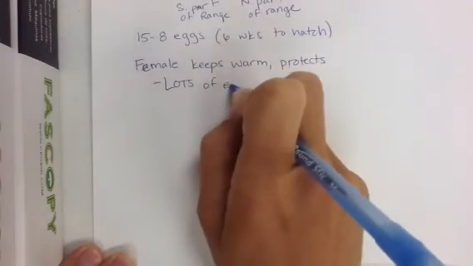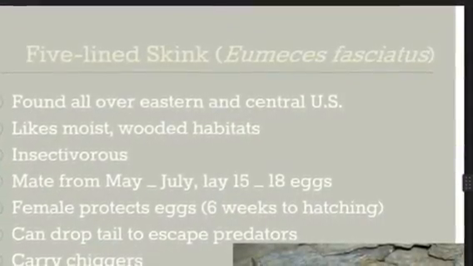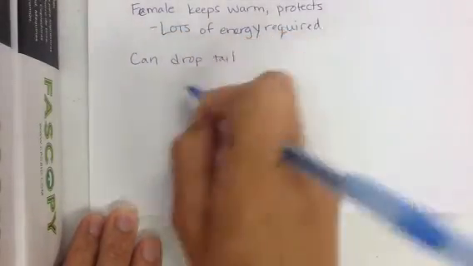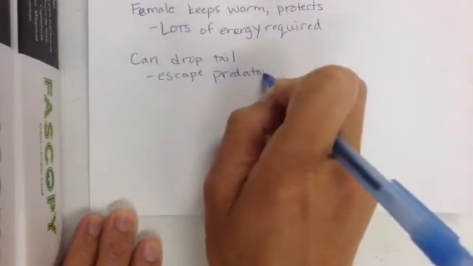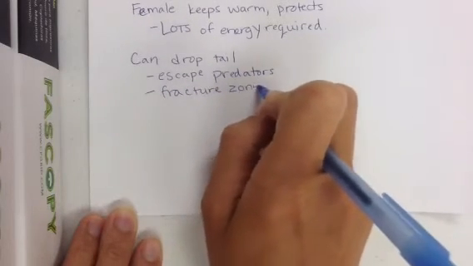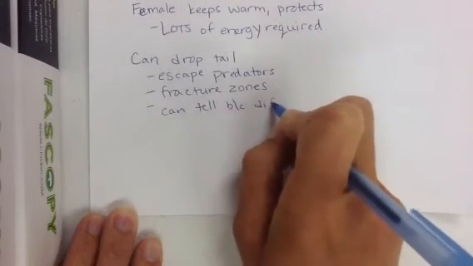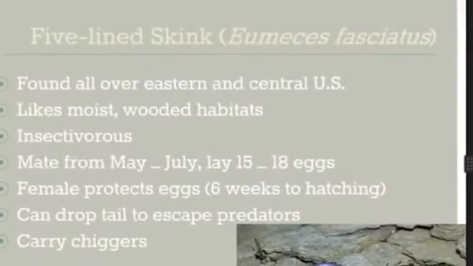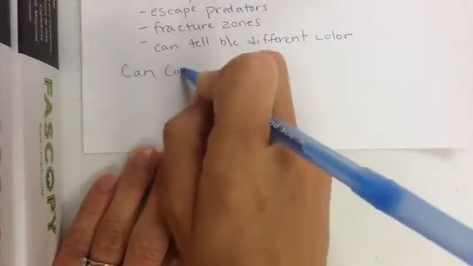The next bullet says that they can drop their tail in order to escape predators. This is pretty cool. They have some fracture zones where the tail can drop. They don't even bleed. And then the tails will still wiggle because the cells haven't died. And they'll run around without a tail, and they'll eventually regrow their tail. If you ever find one with a stumpy tail or a tail that you can very easily see changes color, that means that at one point they have dropped their tail. Another thing about them is that they carry chiggers. They're known for carrying chiggers. However, I've picked them up a lot, and I've never had trouble with chiggers.